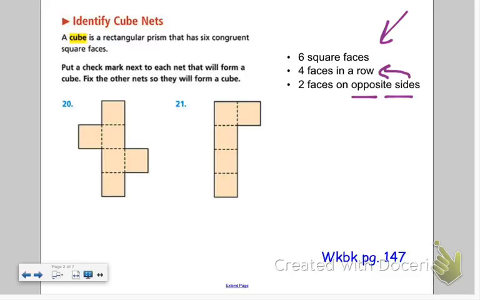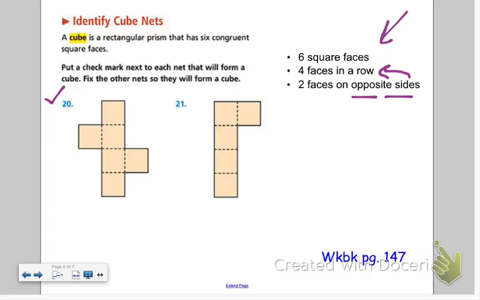So take a look at 20 and 21 on page 147. In this case, number 20 seems to fit our criteria. We have 6 square faces, and we have 4 faces in a row, and then we have 2 faces on opposite sides of that row. So I would say number 20 is definitely a cube, or will fold up into a cube.